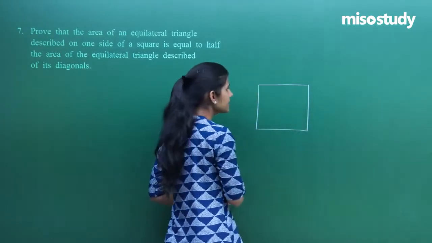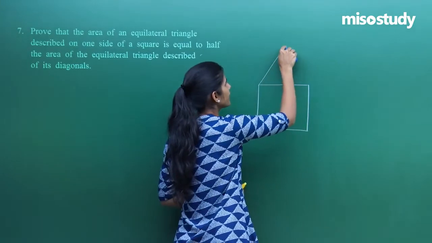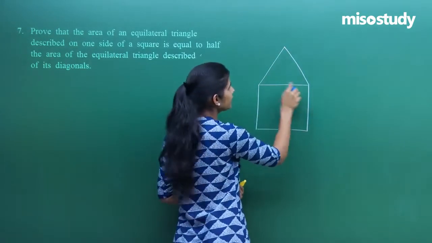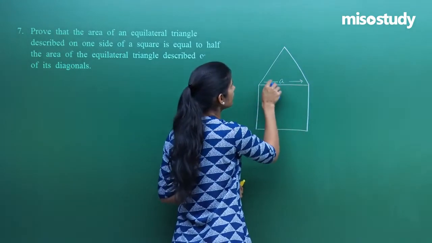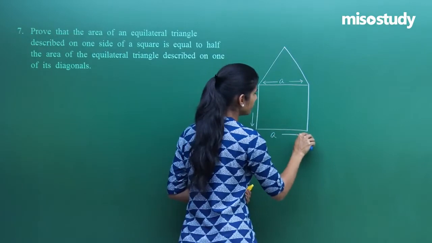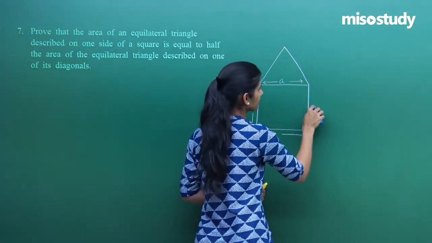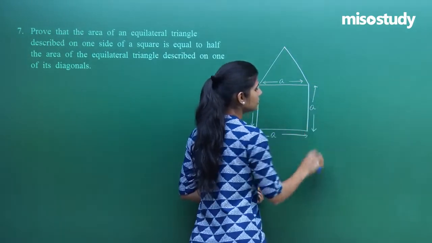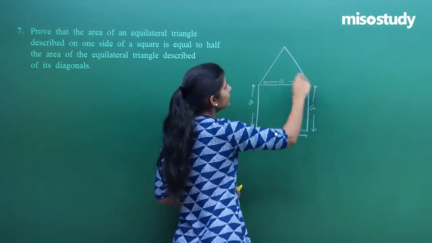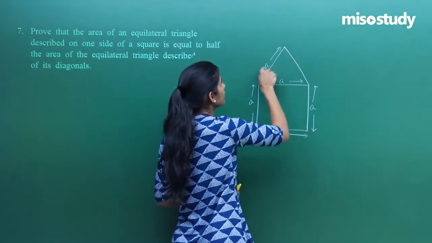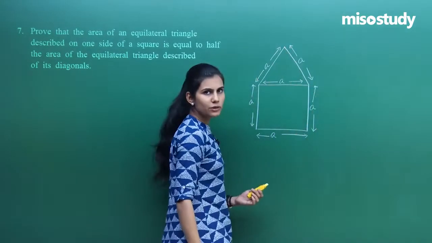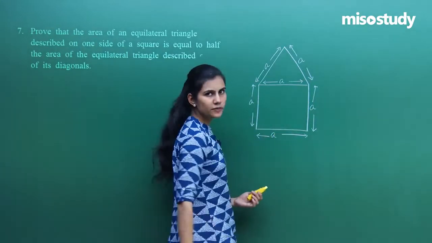This is a square and there is an equilateral triangle described on one side of the square. This is side of the square. Suppose the square is of side length A. That means each side is of length A. Fine. If this is of length A and this is an equilateral triangle, automatically this is also of length A and this is also of length A. This is one equilateral triangle described on one side of the square.